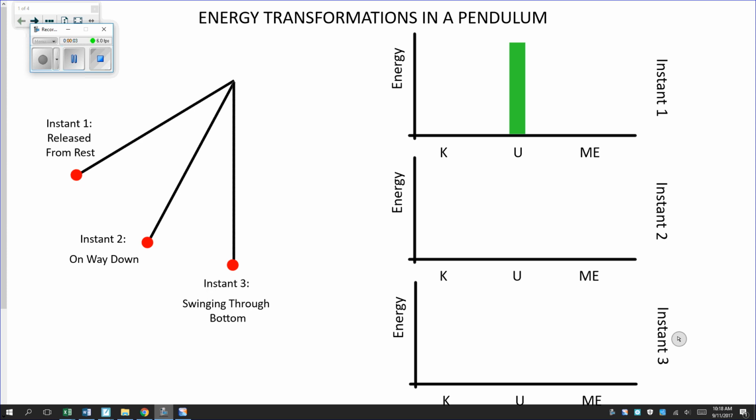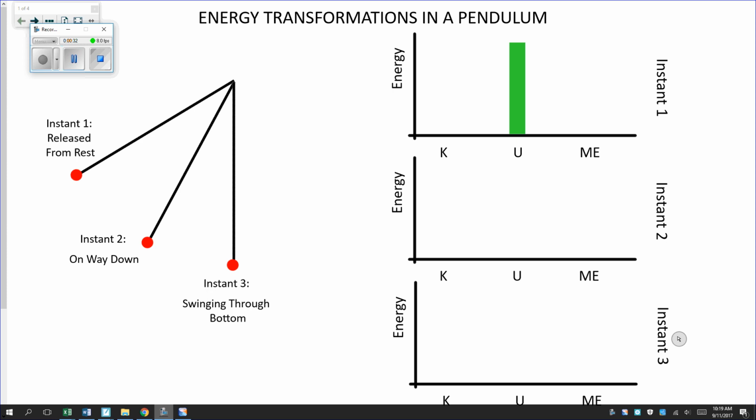Hello. Let's talk pendula. And in particular, let's talk energy transformations while a pendulum swings. What I've done here to illustrate the point is I've made bar graphs, which we don't do a lot of, but they can be useful in this context. Graphs of different forms of energy, for three different instants while this pendulum swings.